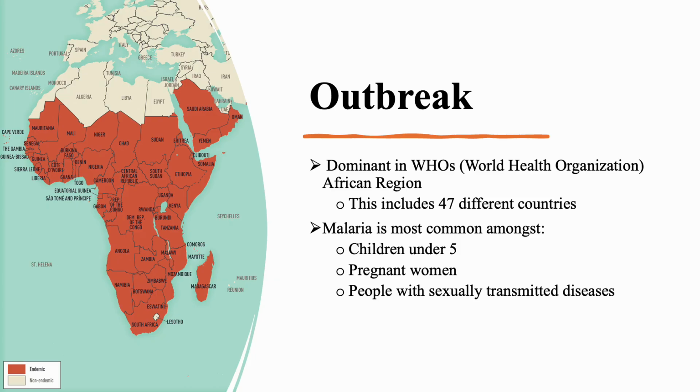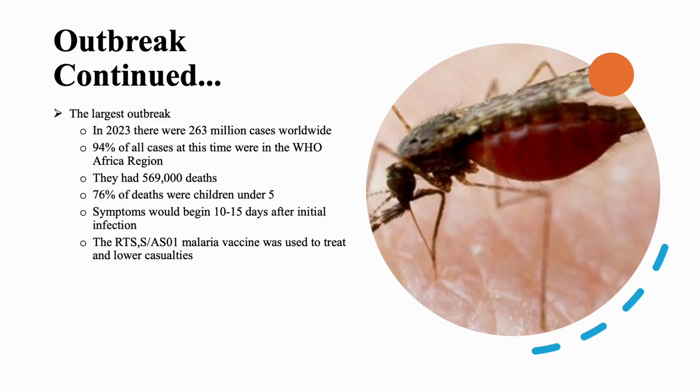Malaria outbreaks are most often seen in the World Health Organization's African region. This includes 47 different countries. Malaria is most common amongst children under the age of 5, pregnant women, and people with sexually transmitted diseases. It can be very difficult to find individualized cases of malaria due to the fact that it infects so many people, so I decided to look at the largest outbreak I could find.